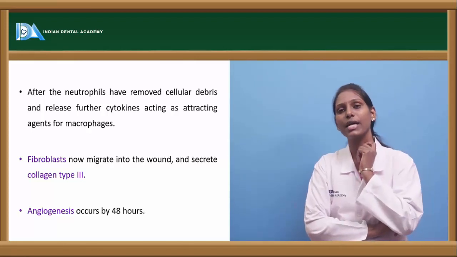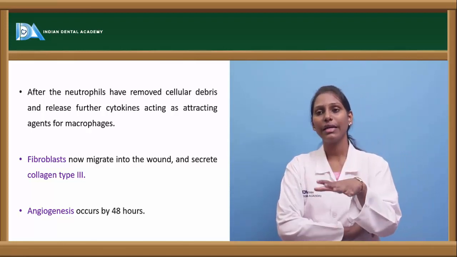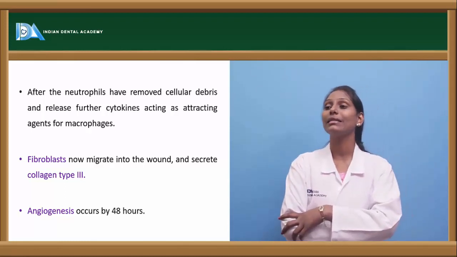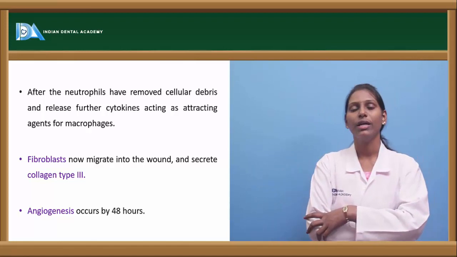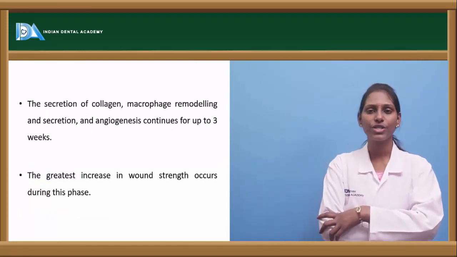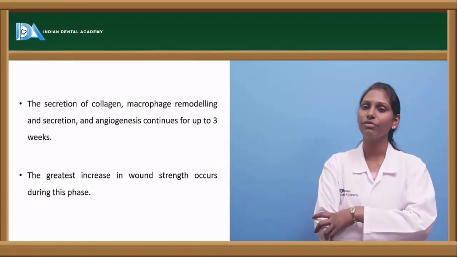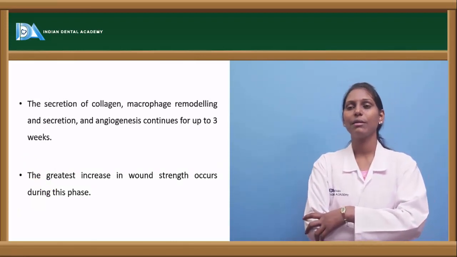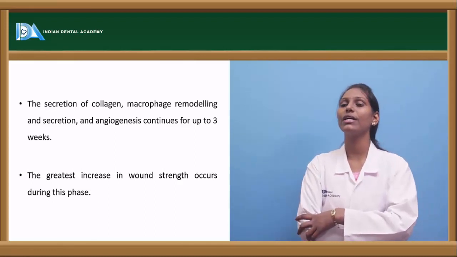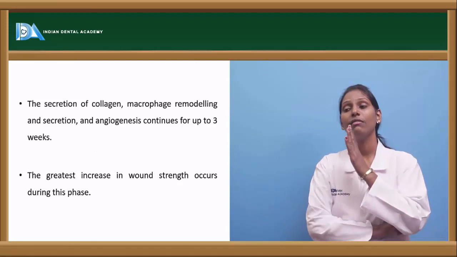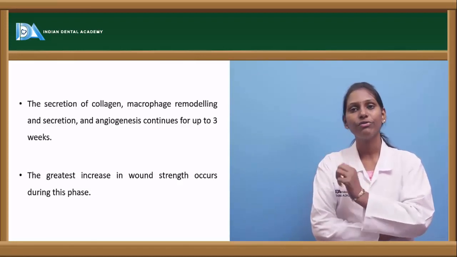Once the macrophages are collected within the area, we also see fibroblasts which migrate into the wound and secrete collagen type 3. Within 48 hours, we also see angiogenesis, that is proliferation of new blood vessels, minute, very friable blood vessels can be seen, and there will be secretion of collagen, macrophage remodeling and secretion, and this angiogenesis will continue up to a period of 3 weeks.